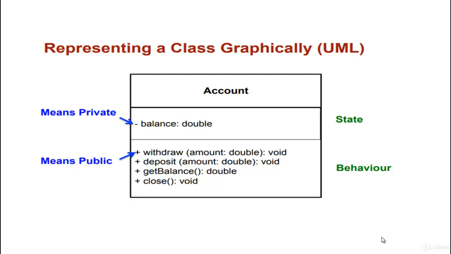So if we have the account class, so here we have found the state and the behavior. State is the balance, the account balance. Behavior, what kind of methods, operations. Withdraw, deposit, get balance, and close. So we have given the data types and the parameter values and the return types as well.